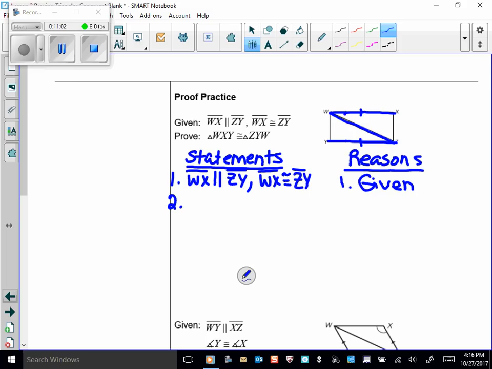I know that this angle here is going to be congruent to that one, right? So let's write that down. Angle XWZ is congruent to angle YZW, order matters, XWZ, YZW, and why do I know that? Because they're alternate interior angles. So alternate interior angles theorem.